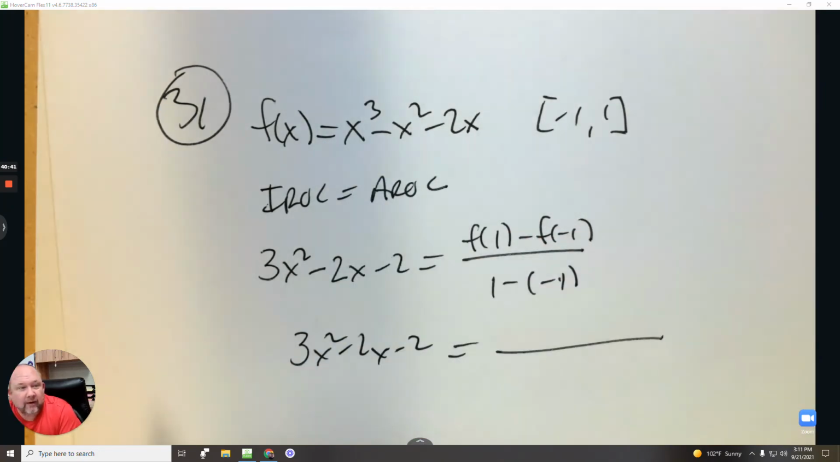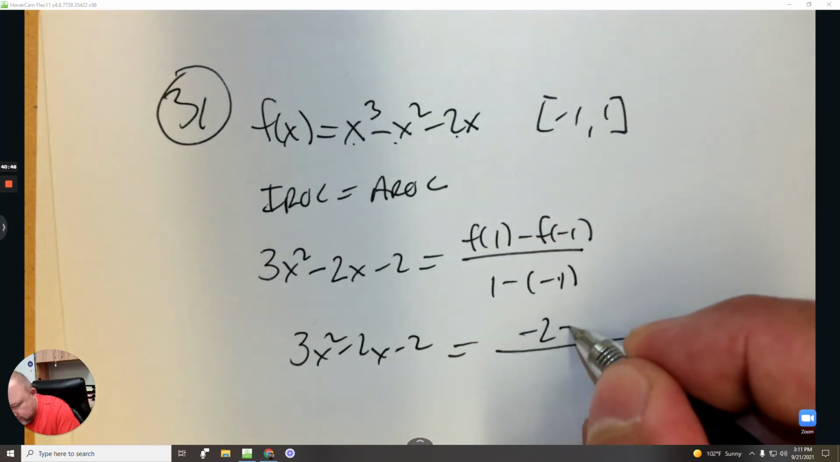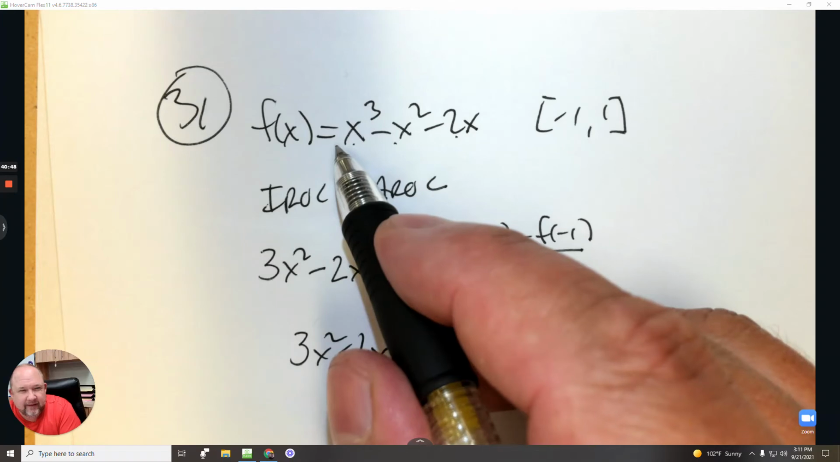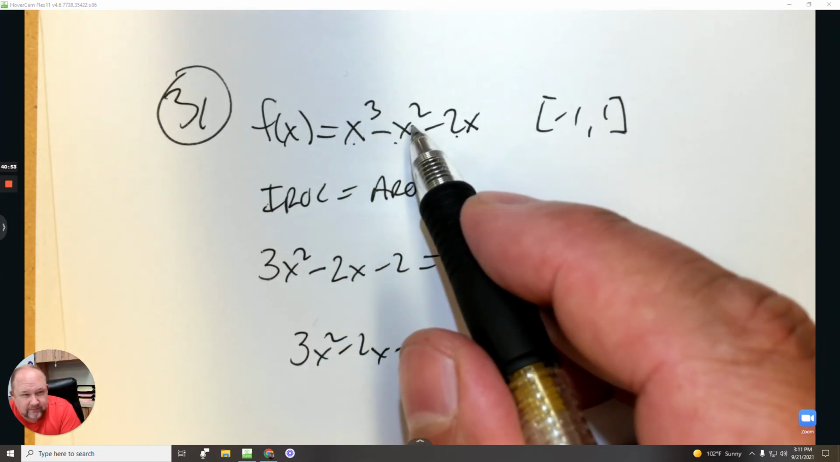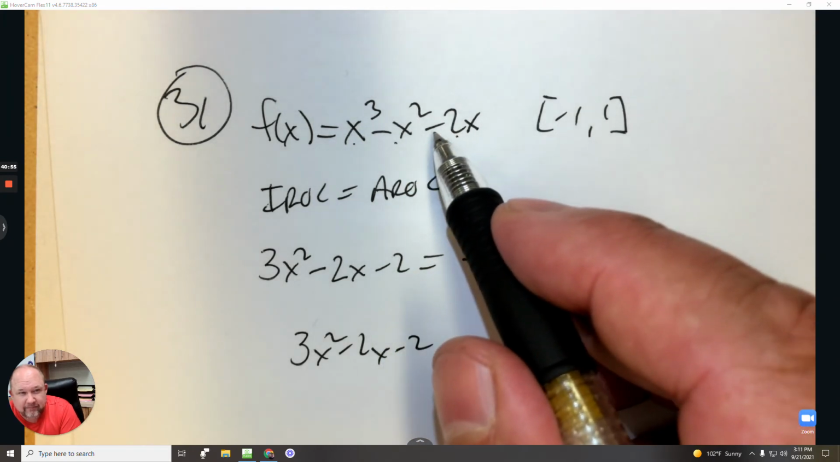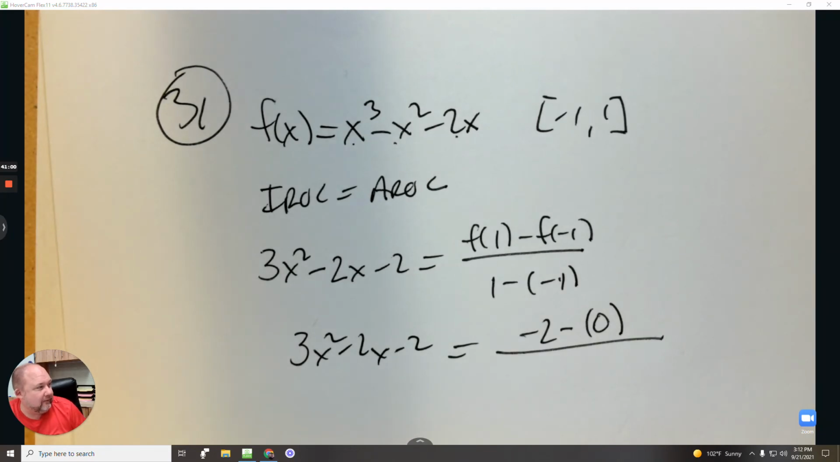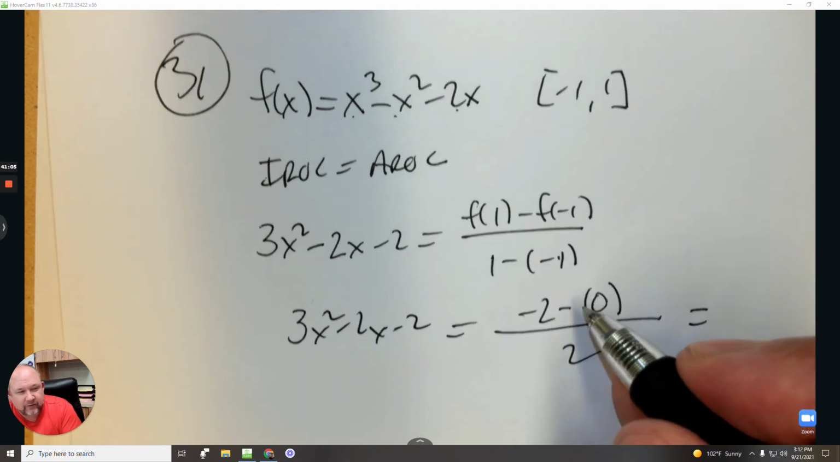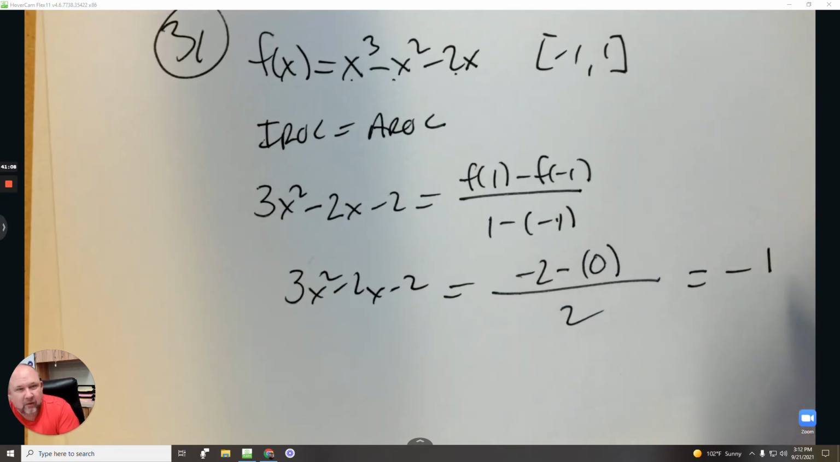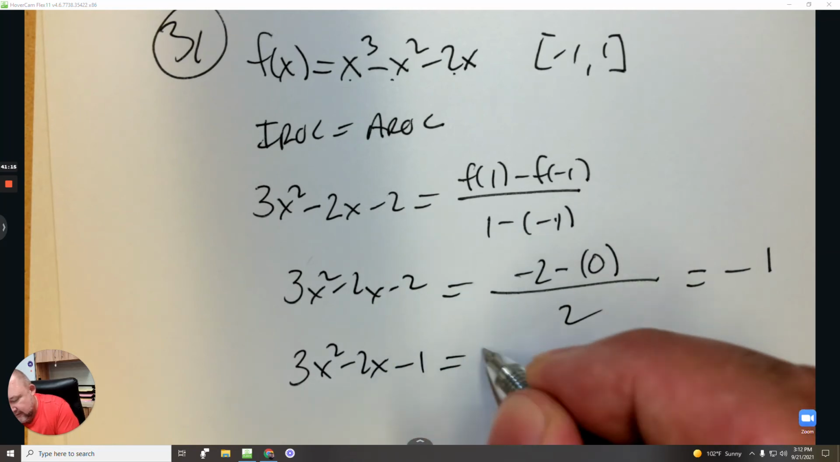So if I plug in 1, take away 1, take away 2, that's -2. If I plug in -1, I get -1, I get another -1, and then that becomes plus 2. So that's all 0, I think. Let me confirm I did it right in my head. I did. So altogether, -2 take away 0 divided by 2, that gives you -1. So that's what I'm solving. I'm going to add 1 to the other side. And then that's what I'm factoring.